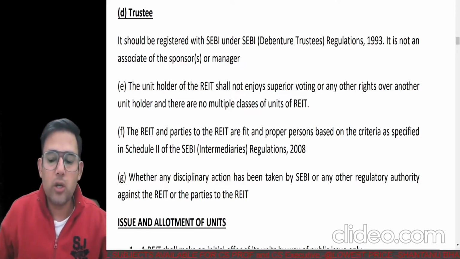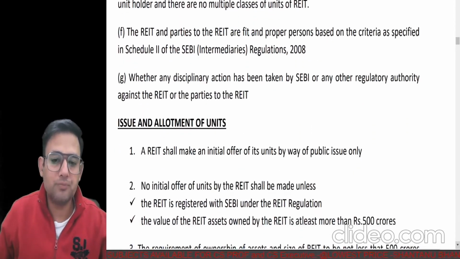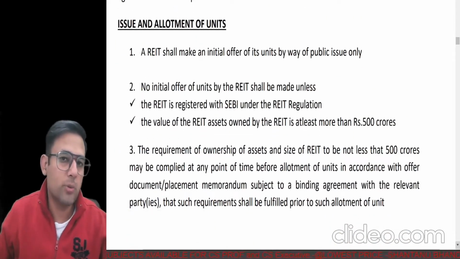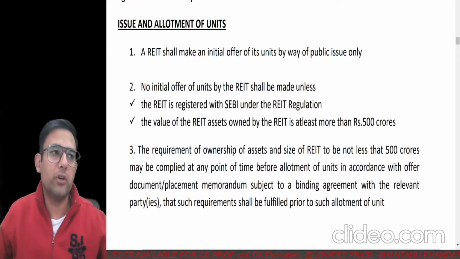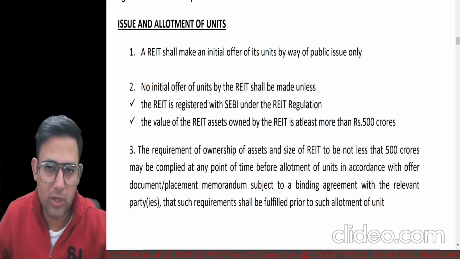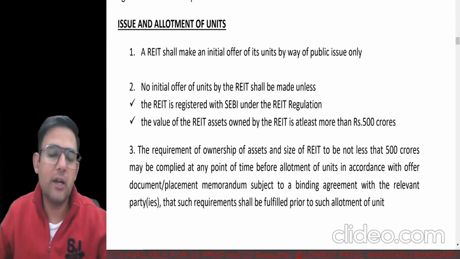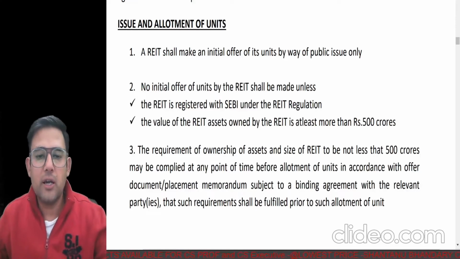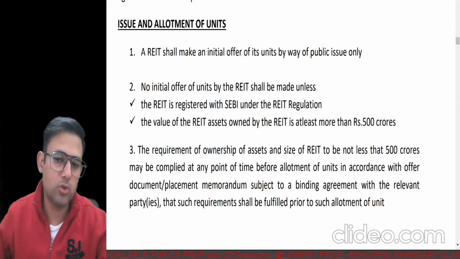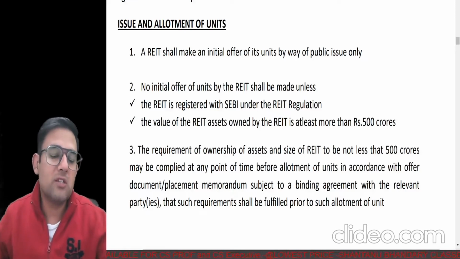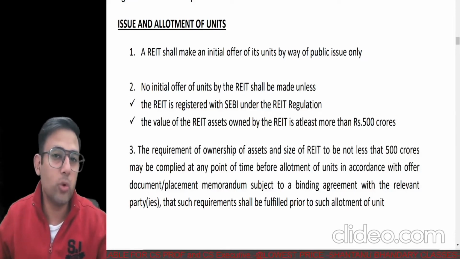In regard to the issue and allotment of units, there are some minimum guidelines as to what needs to be allotted to the public. First of all, REIT is just like when you go for an IPO and FPO and list your shares. Similarly, REIT units will also be listed, and no REIT can be brought unless SEBI has approved it. The REIT should have the issue size, or the assets owned, of at least 500 crore rupees. So the value of the assets owned by the REIT is at least more than 500 crores.